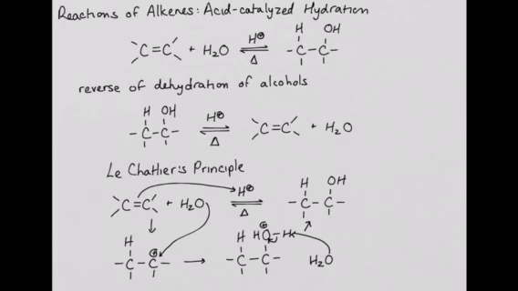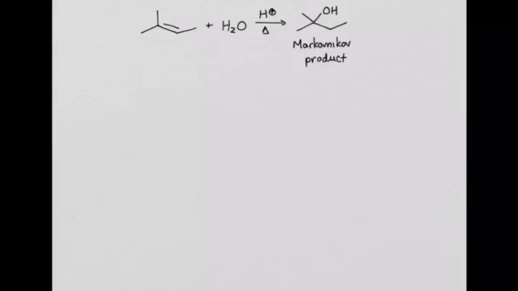Now let's look at a specific example of the acid-catalyzed hydration of an alkene. The acid-catalyzed hydration of an alkene follows Markovnikov's rule. We get the Markovnikov product as the major product. We do not get the less substituted alcohol product. Again, this makes more sense when we look at the mechanism for this reaction.